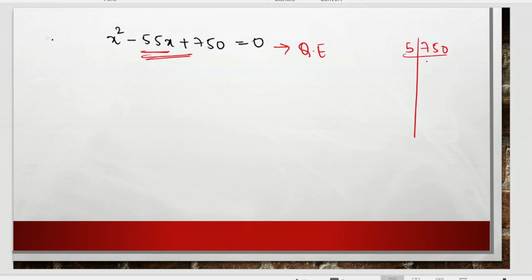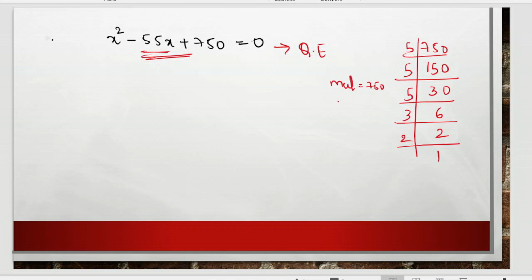So let us prime factorize 750 and find the factors. Let us take 5. 5 ones are 5. 5 fives are 25. Then again 5: 5 threes are 15. Again 5: 5 sixes are 30. Then 3: 3 twos are 6. Then 2: 2 ones are 2. Now see here, if you multiply them you need to get 750, and if you add them you need to get the middle term, which is minus 55.